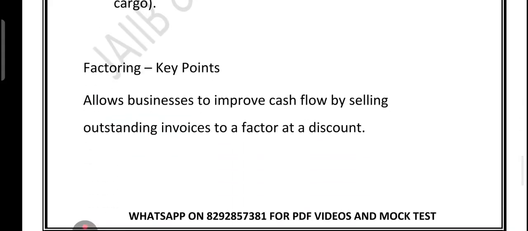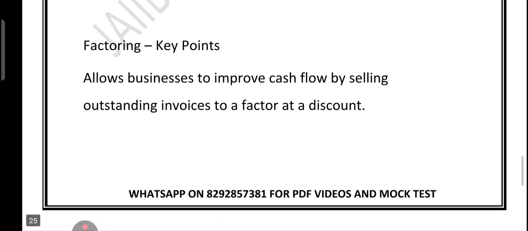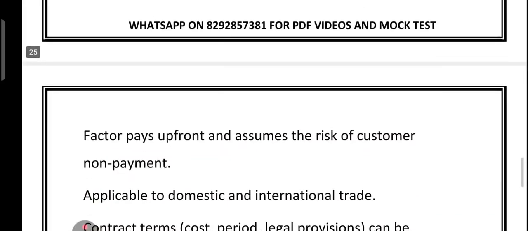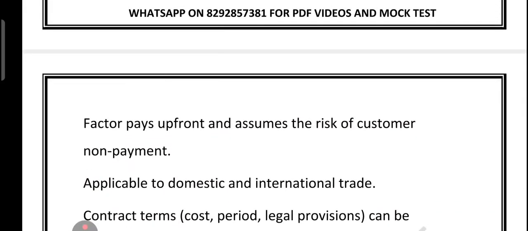Now let's talk something about factoring and forfeiting. So factoring: imagine you have sold the goods to a customer, but they will pay you after 2 to 3 months. You need cash right now. You can go to a company that is called a factor, sell them your pending invoice at a discount, and get most of your money instantly.